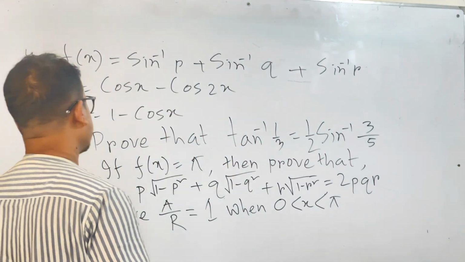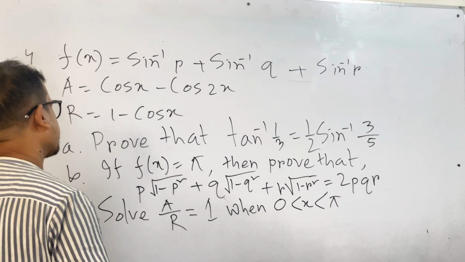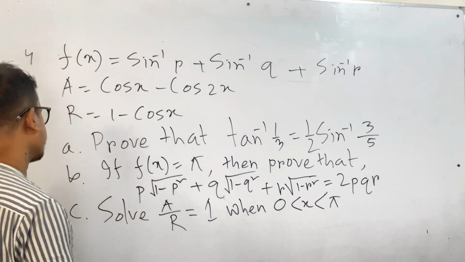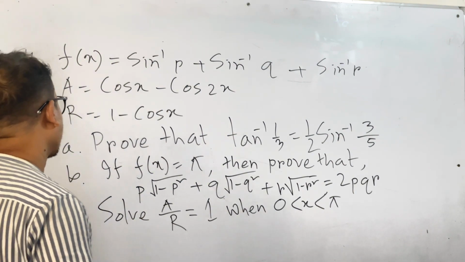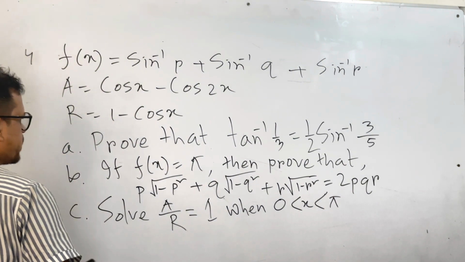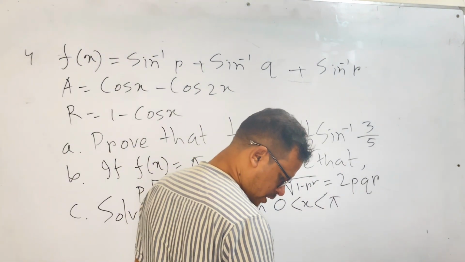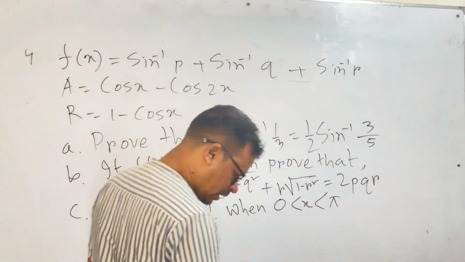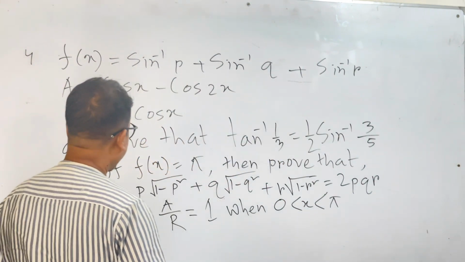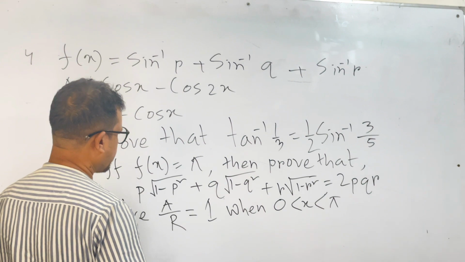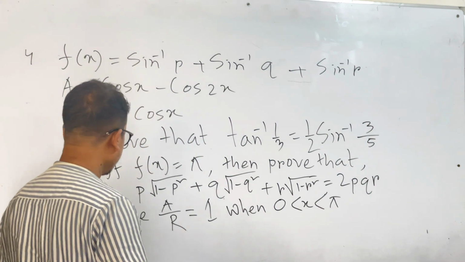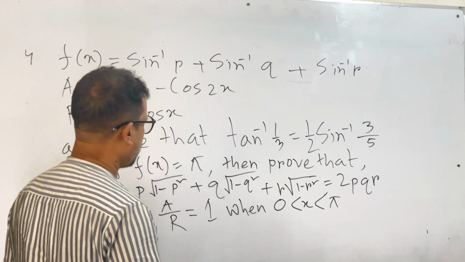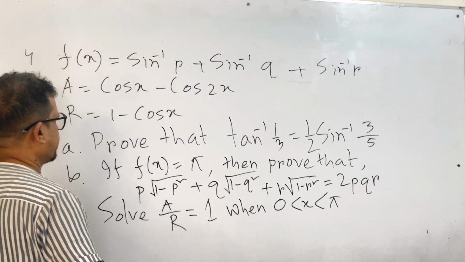Again say f(x) equal to sin inverse p plus sin inverse q plus sin inverse r, p equal to cos x minus cos 2x, r equal to 1 minus cos x. Prove that tan inverse 1 over 3 equal to half sin inverse 3 by 5. If f(x) equal to pi, then prove that p root 1 minus p square plus q root 1 minus q square plus r root 1 minus r square equal to 2pqr. Solve a over r equal to 1 when x is less than pi and greater than 0.